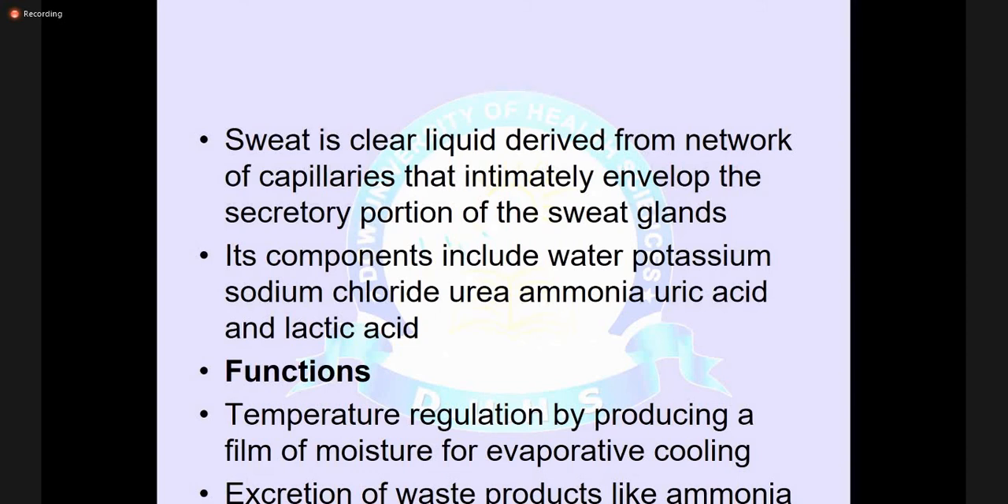What about the sweat? Sweat is a clear fluid that is derived from the sweat glands. Its components include water, potassium, sodium chloride, urea, ammonia, uric acid, right? And lactic acid. So these are the components of the sweat secretion. Now the functions of sweat are temperature regulation, by producing a film of moisture for evaporative cooling, and secretion of waste products like ammonia.